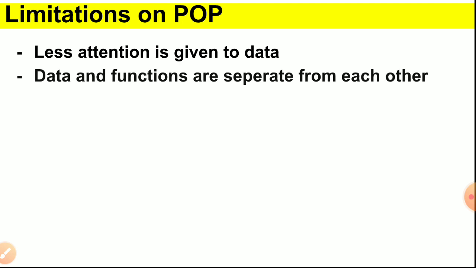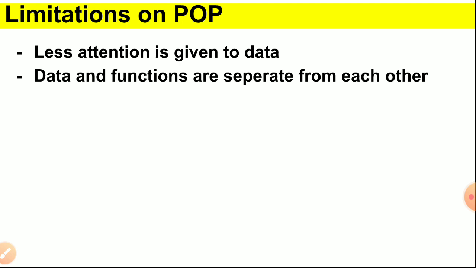Next, data and functions are separate from each other. Now this is very important. Data and functions are separate. Earlier, I told you that software consists of two things. No matter how complex the software is, it may be a software for a simple thing like a calculator, or it may be something as complex as a rocket. So you can imagine the complexity of software in a rocket.